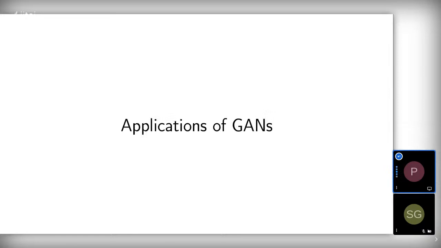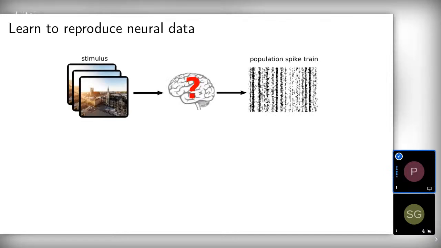Okay, and now I'm going to talk about how I apply GANs to specific problems in certain areas of science. The first problem that I apply it to is to learn to reproduce neural data. This is an application in neuroscience, and the question that we're asking in my research is how does the brain process information?